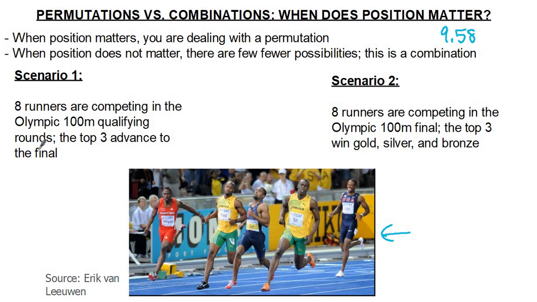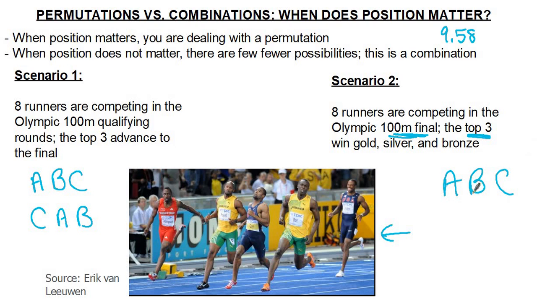So let's suppose we have those 8 runners, and in the first round we have Albert, Bernard, and Charles, and they finish in that order. And then we have some other scenario where it goes Charles, Albert, and Bernard. Let's suppose we're hypothetically thinking of 2 orders in which they could finish. Scenario number 2 is now we're in the Olympic 100-meter final, and now for the top 3, the order does matter. If Albert, Bernard, Charles happens, Albert is really happy because he won the gold. If it goes Charles, Albert, Bernard instead, Charles is the happiest because he wins the gold.